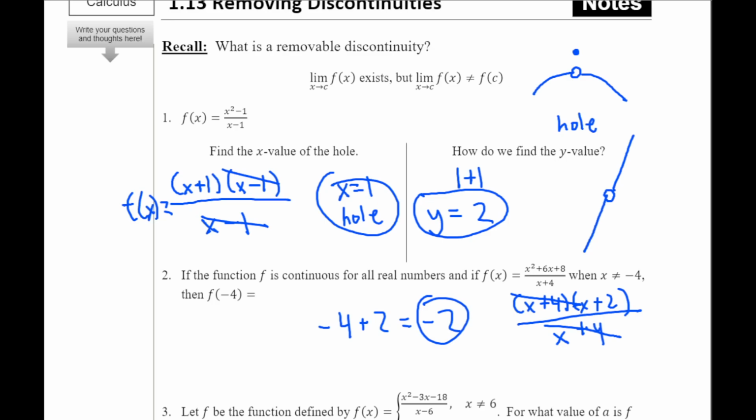So just to visualize the problem, f of x is this function for all x values not equal to -4. So this point here would be -4 comma -2. They ask us to find f of -4 at this point, what it should be for the function to be continuous. So therefore, when f of -4 is equal to -2 right here, this becomes a continuous function that's smooth. You can draw it without ever lifting your pen.